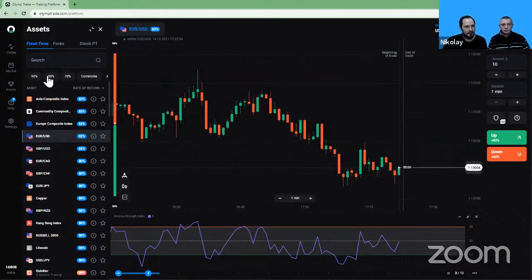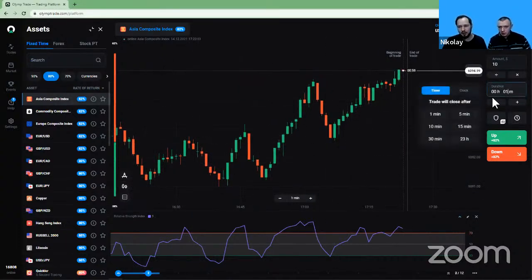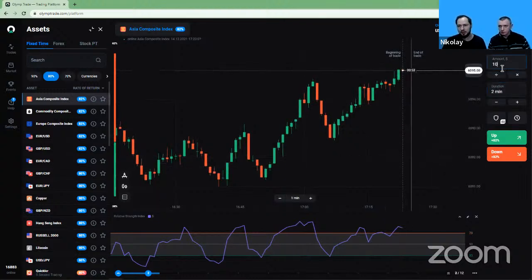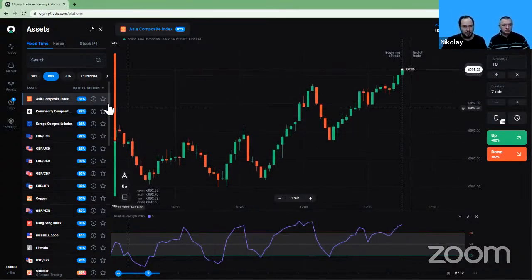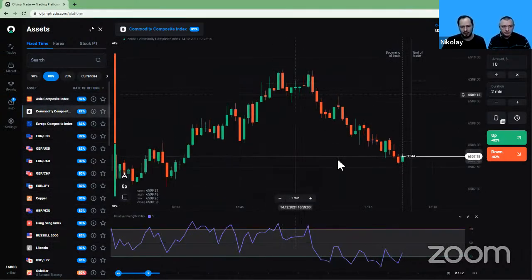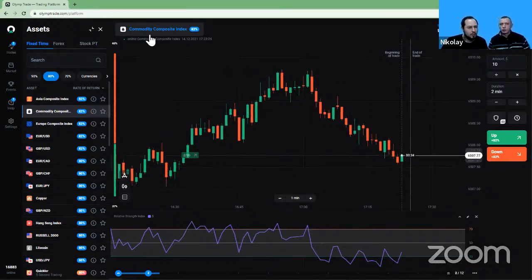So let's start. As usual, Alex starts with all the assets which we have on our platform. Okay, I'm going to use maybe 2 or 3 minute trades with the trade duration. Well, the amount should be $10. Yes, $10 trade. So we don't have an intersection over here. So I think I'm going to switch to the 1 minute chart. Actually, I'm going to try my first trade here on the commodity index.